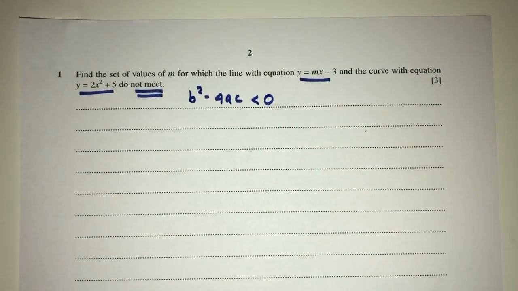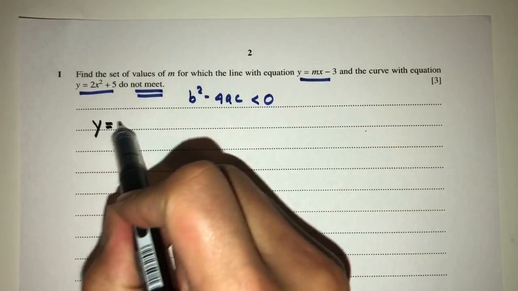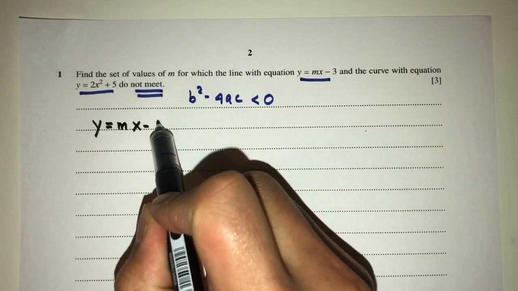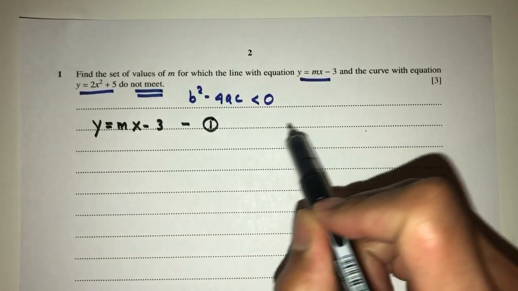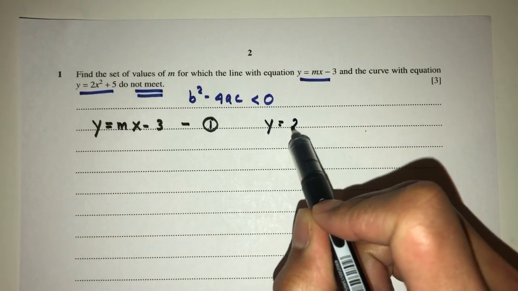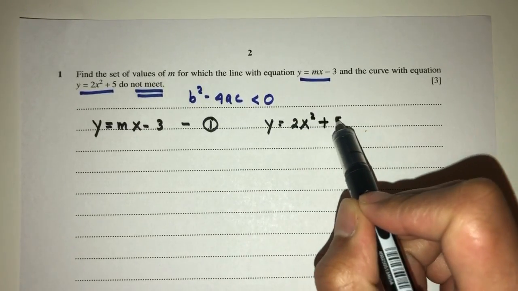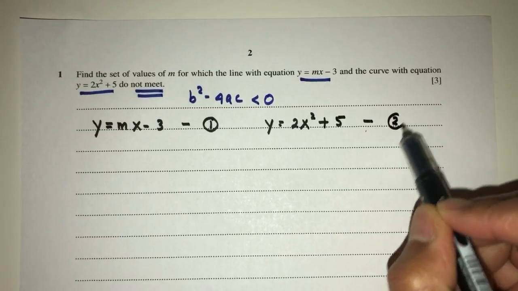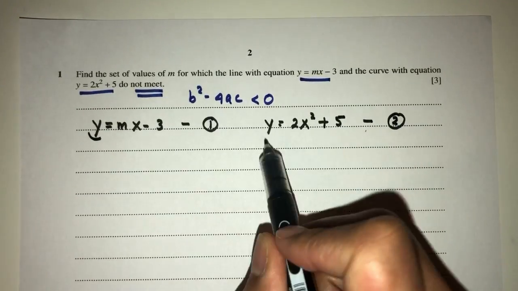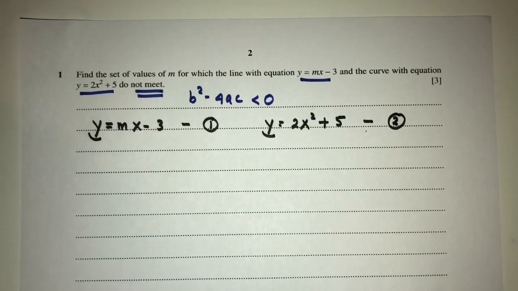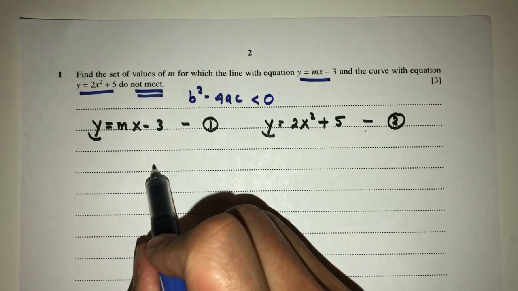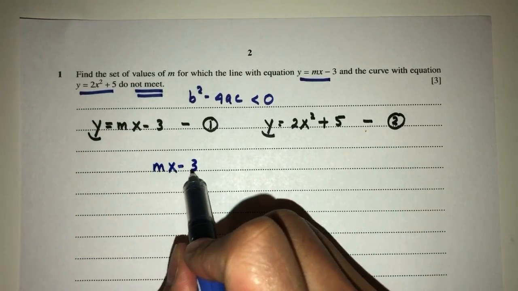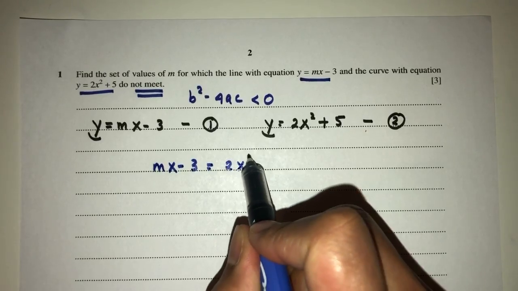So here we have the line, y equals mx minus 3. That is my equation number 1, and we have the curve, y equals 2x squared plus 5, that is my equation number 2. So here we have y, here we have y. We can replace them in each other. On one side you will have mx minus 3 equal to 2x squared plus 5.